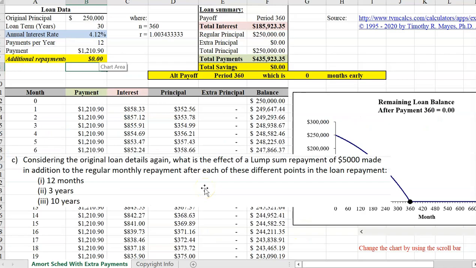Part C wants us to look at the effect of putting a lump sum repayment of $5,000 made in addition to the regular monthly repayment. So in total, that's going to be $6,210.90. And what we're going to do is put this in at different points of the loan. So we're going to put it in at the 12-month, the 3-year or 36-month, and finally at the 10-year point, so at the 120th repayment.